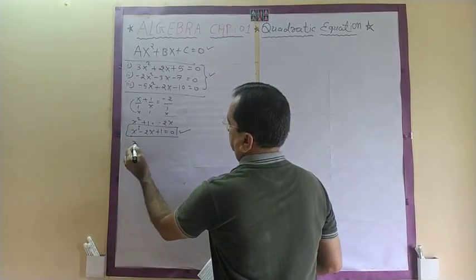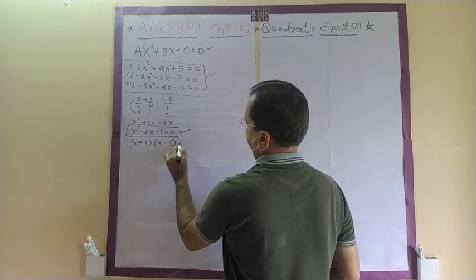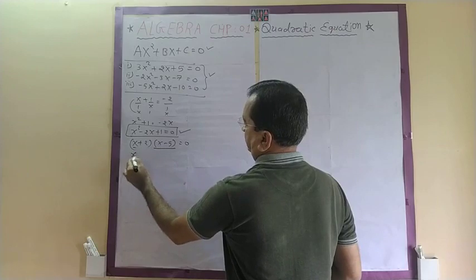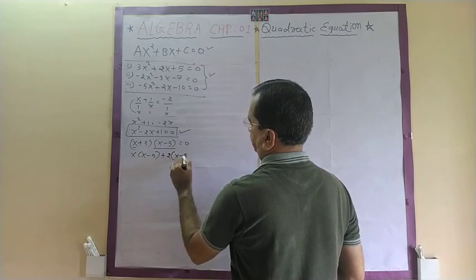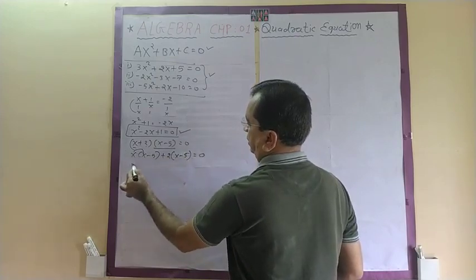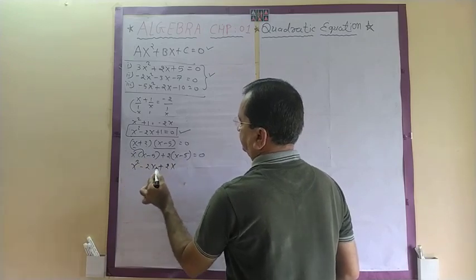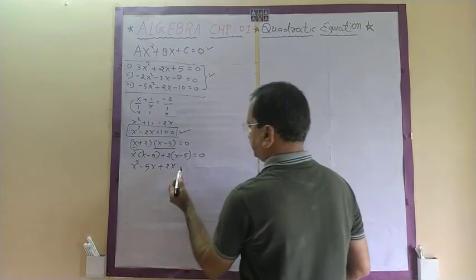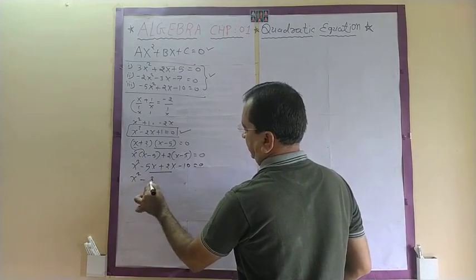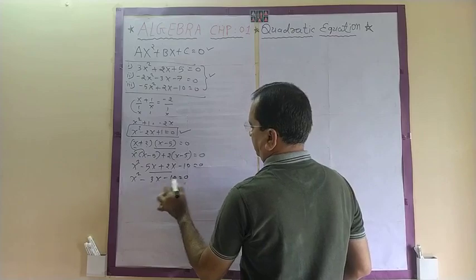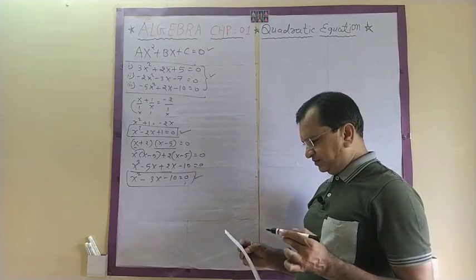One more: x plus 2 into x minus 5. x into the bracket, 2 plus 2 into the bracket. Now this into this, x square; this into this, 2 into 5. So x square minus 3x minus 10. This is also ax square plus bx plus c type. It is a quadratic equation.